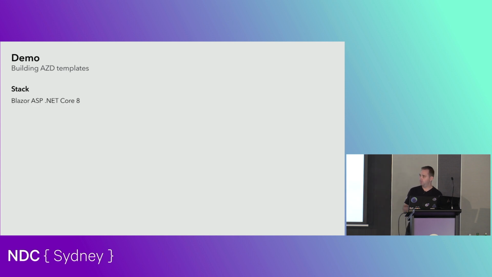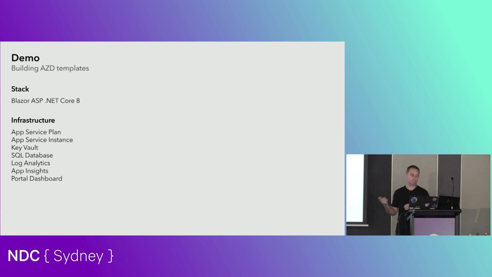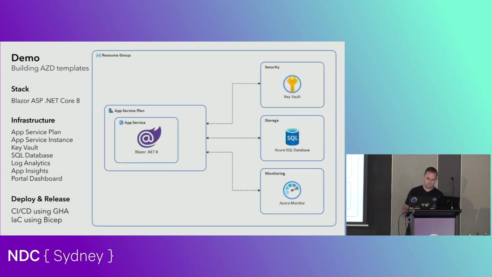This app that we're going to build is going to be a Blazor ASP.NET Core application, and it'll have a SQL Server database hosted on Azure. The infrastructure required will include app services to host the web app, the Azure SQL database for storage, Azure Monitor for monitoring and logging, and Azure Key Vault for storing secrets. We'll also build out the CI/CD pipeline using GitHub Actions, and our infrastructure will be defined using Bicep.